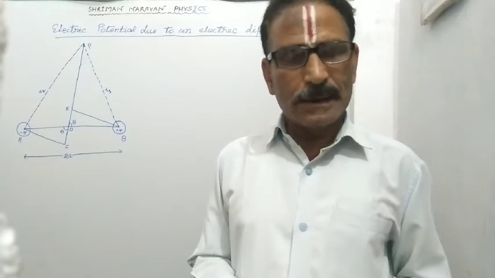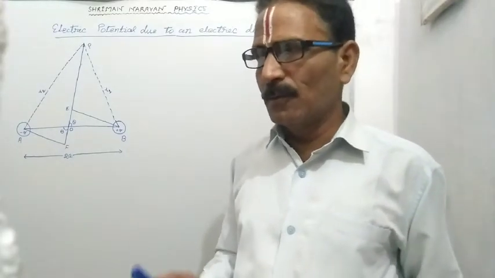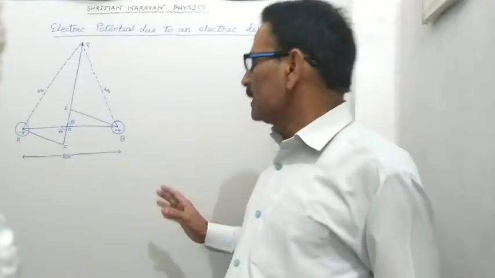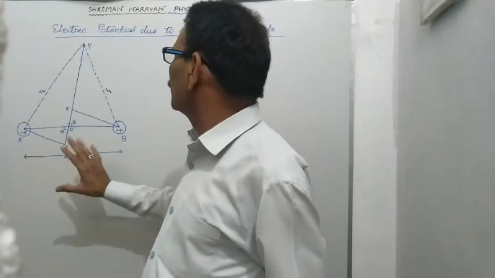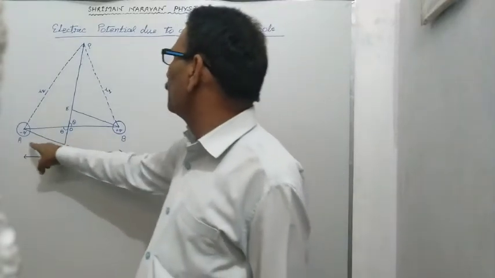So let us start. How will you calculate the value of electric potential? Now we consider two equal and opposite charges, minus q and plus q, which are located at points capital A and capital B respectively.